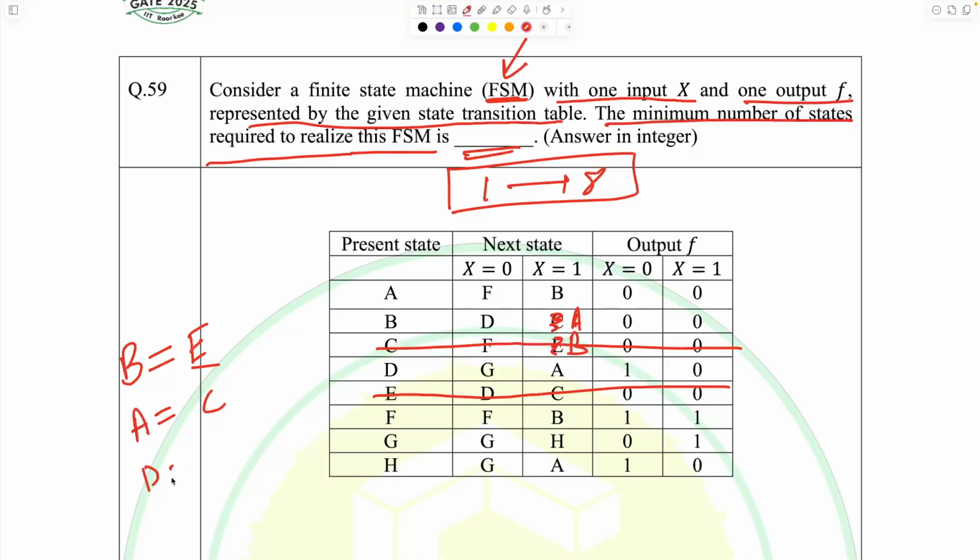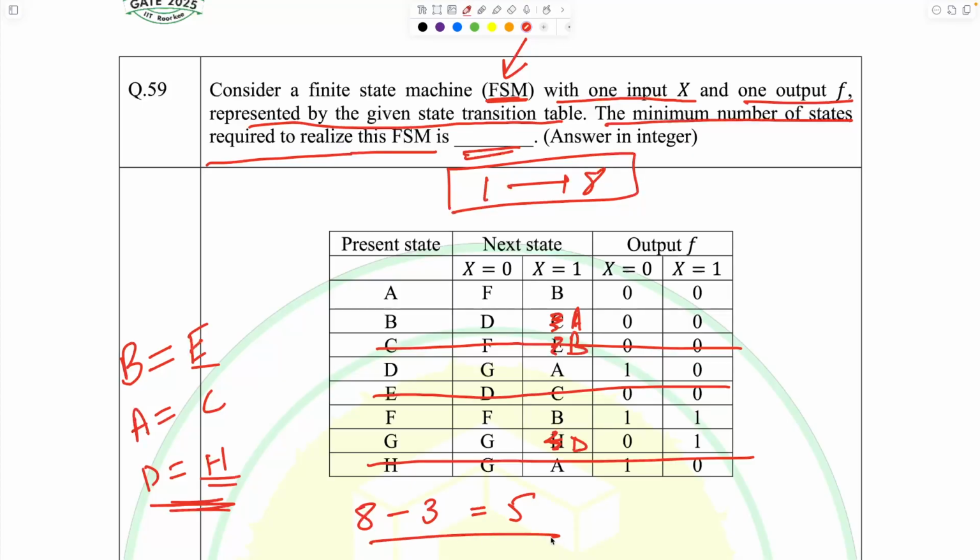So D is equals to H, and H entry can be cut. Every single H can be changed back to D. Any other D, any other H in the whole thing? Not really. Now this GD, any place GD present? Not really, right? So these three entries are the common ones, and these three are cut out from the diagram. Total there were 8 entries. Now minus 3, we get 5, right? So the answer for this particular question is going to be 5.